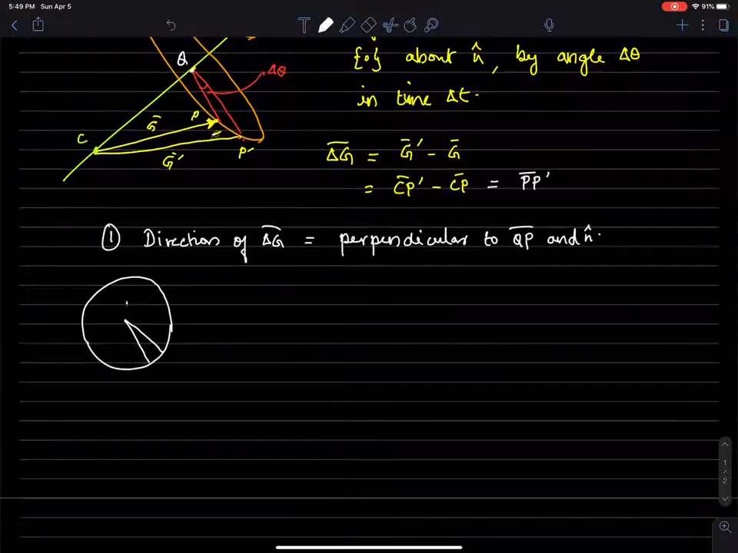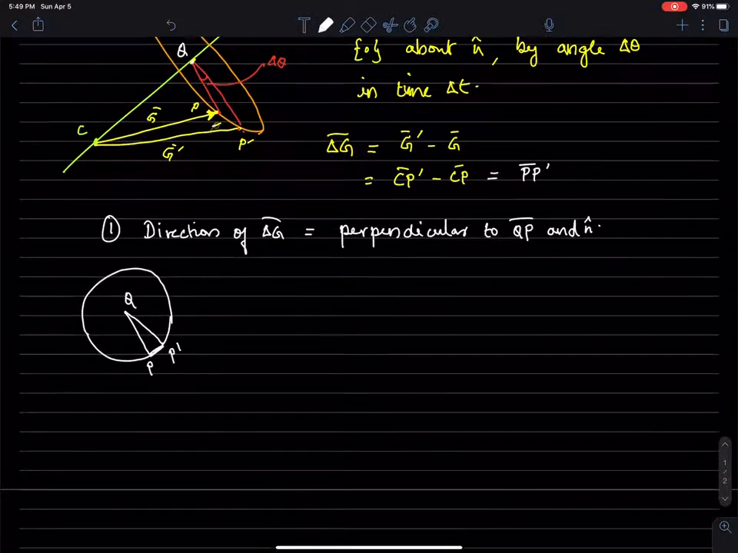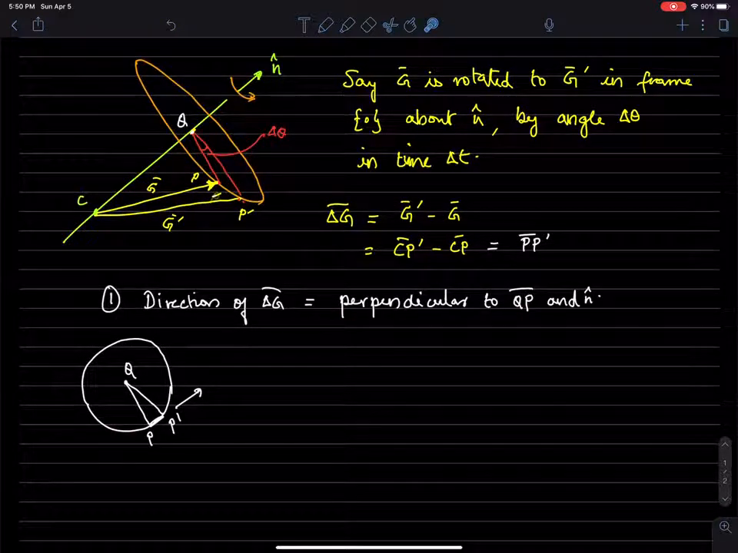So if you call this point Q, this point P, this point P dash, this small vector, clearly this vector for small deviations from P to P dash is perpendicular to QP as well as perpendicular to N, which is the perpendicular to this plane. Okay, so that's what's being written here. It's perpendicular to this vector and perpendicular to this vector, which is the top view.